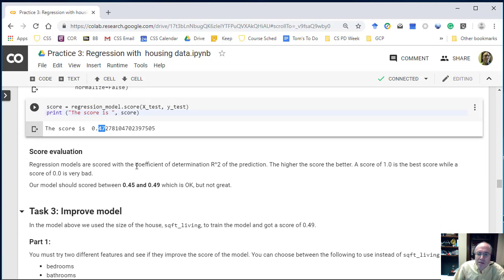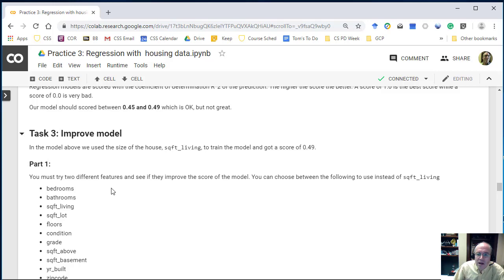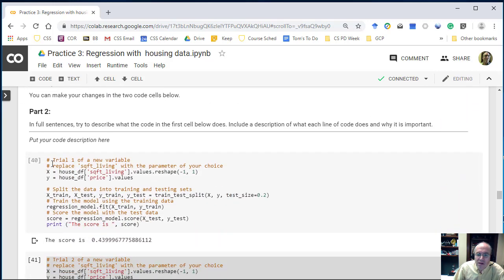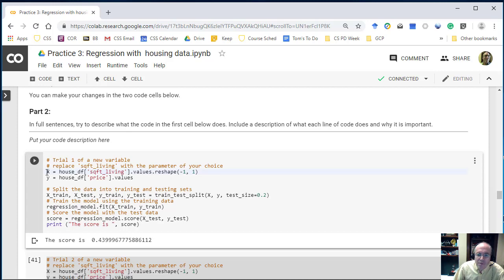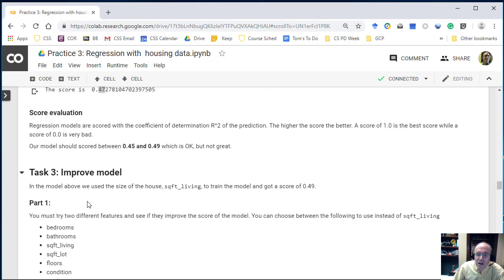Okay, so now your job is to improve this model some. We're going to take all this code and put it down here all together. We're grabbing the X and the Y, square foot and price. We're then using a train test split on the X and Y. We're then fitting the model, scoring the model, and putting out that score. We're doing all of that here. But your job is to look at some of these other values.